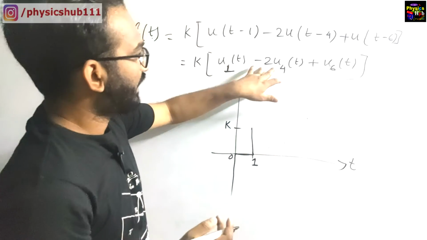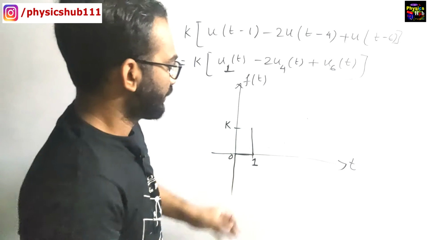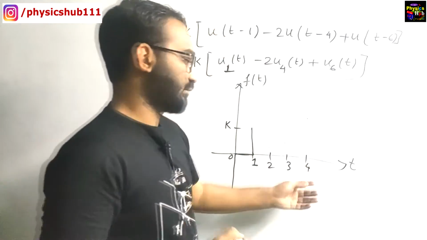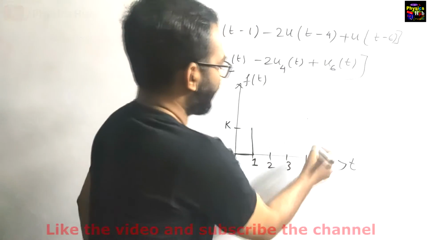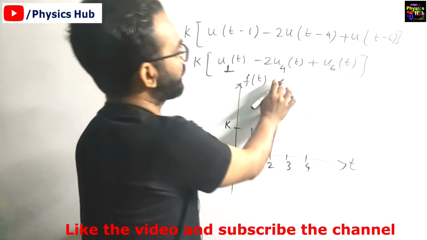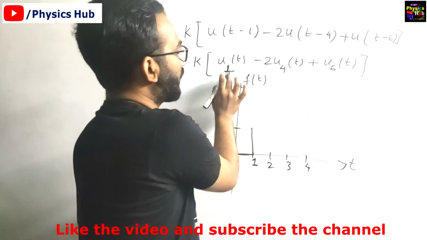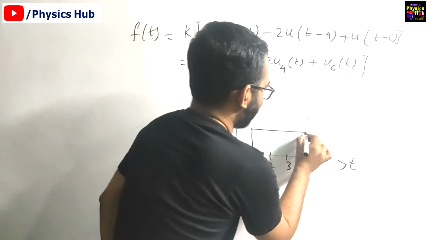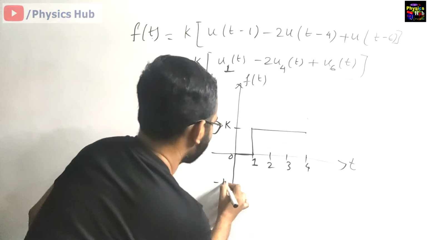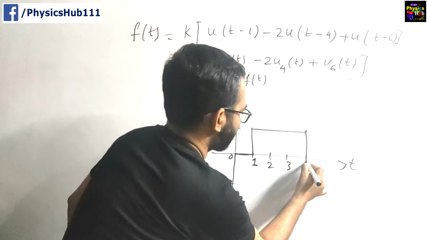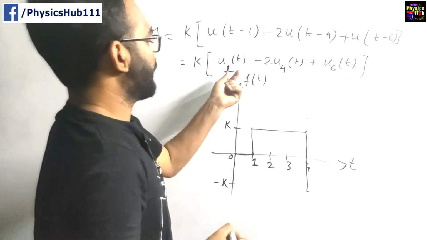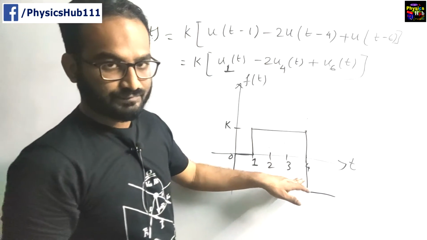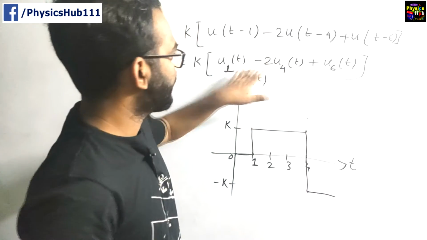Now you see minus 2 into u4. It will remain like this at 2, 3, 4, up to 4. When it crosses 4, it becomes 1. So here 1 minus 2 means minus 1, so it becomes minus k. It will retain the value of k, and at this point it will become minus k. I hope you understood this, because when you are going beyond t equals 4, this value is 1, this value is 1.